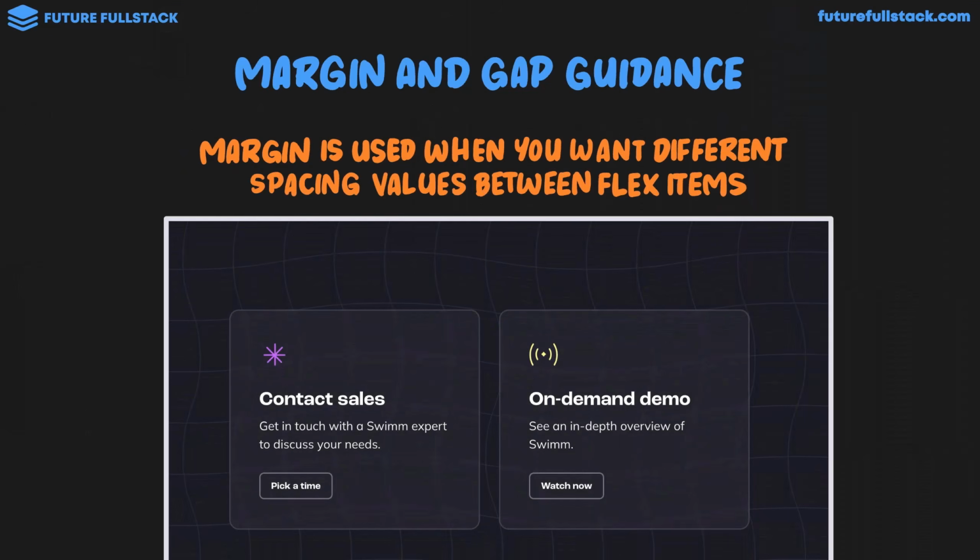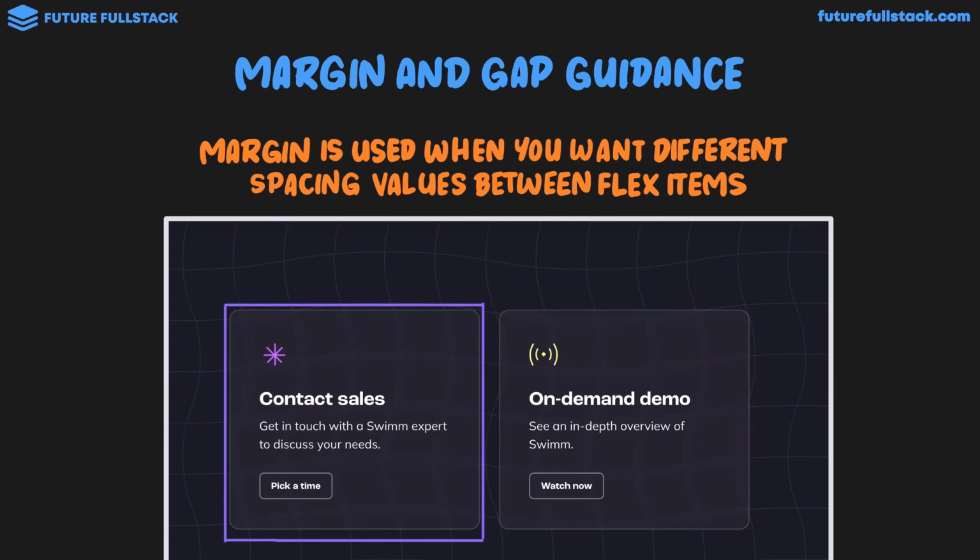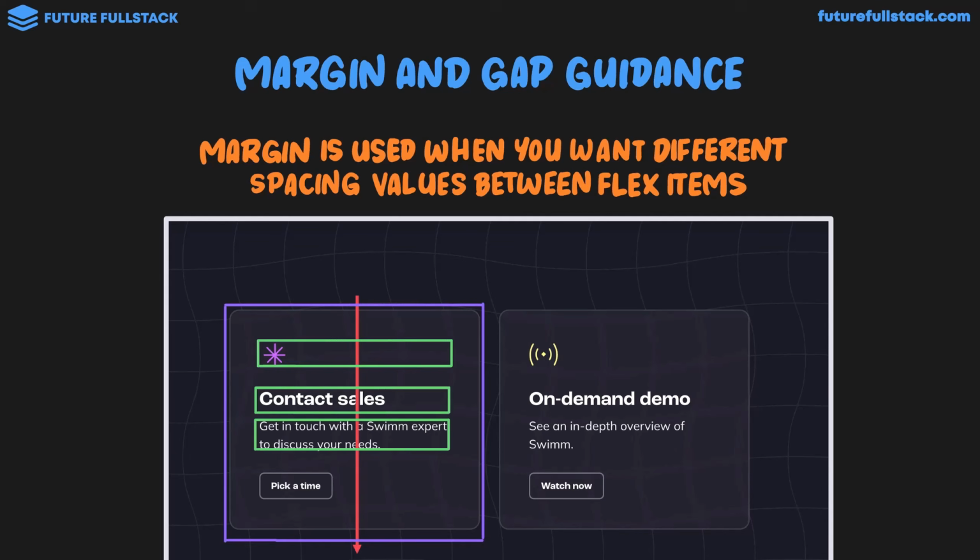On this page here, we have these two cards. Let's focus on the card on the left. This is all inside a flex container. Our main axis is in column running from top to bottom. And we have 4 flex items: this icon, the heading, paragraph, and anchor tag. Each of these flex items have different spacing values between them.